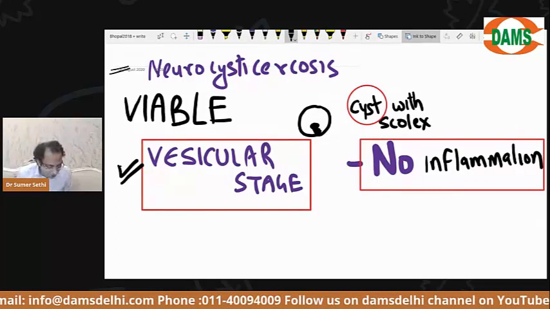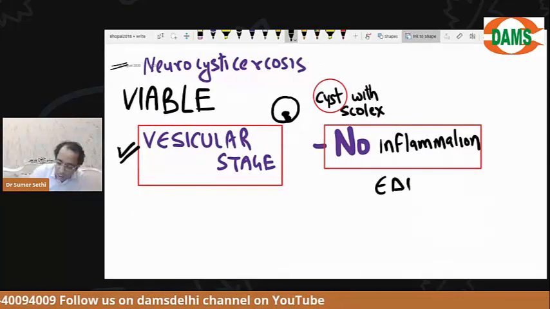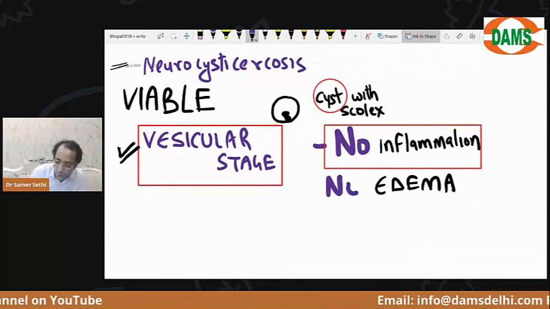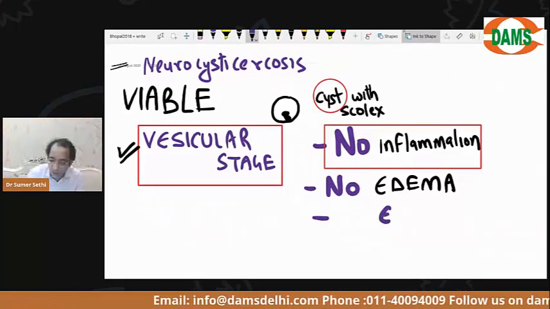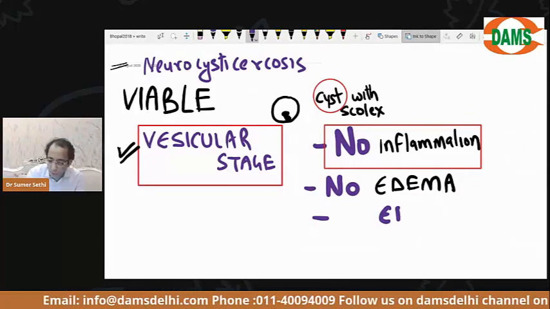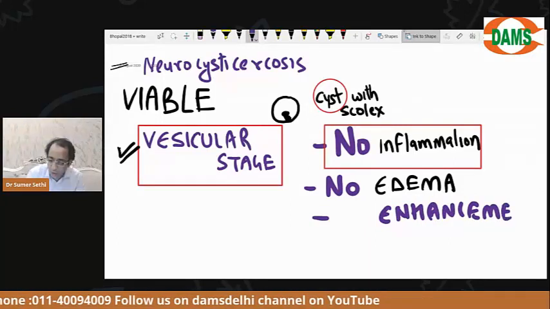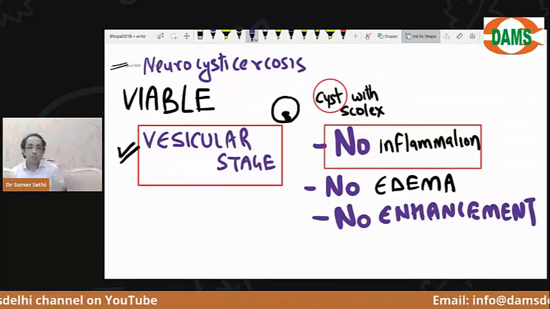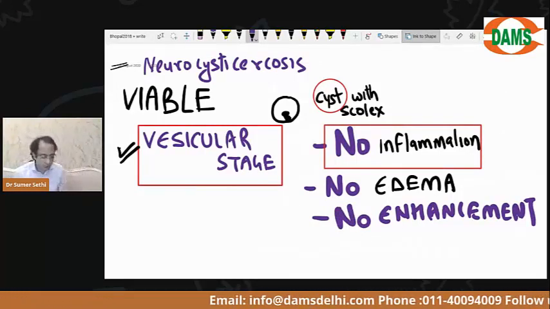Okay, understood? So when there is no inflammation, do you think you will have any edema surrounding the parasite? No edema. Do you think you will have any enhancement when I give the dye? No enhancement. क्यों? जब इन्फ्लामेशन ही नहीं है तो फिर डाई का अपटेक क्यों होगा? डाई का अपटेक तो तब होता है ना जब इन्फ्लामेशन होती है, ब्लड ब्रेन बैरियर डिसरप्ट होता है, ब्लड फ्लो बढ़ती है. Are you clear with this?